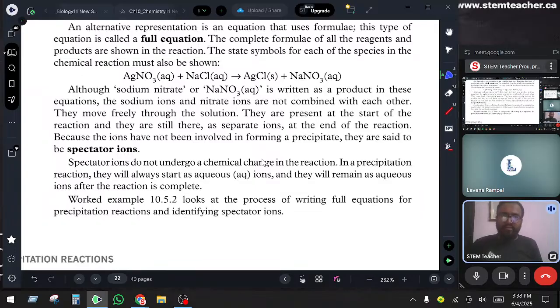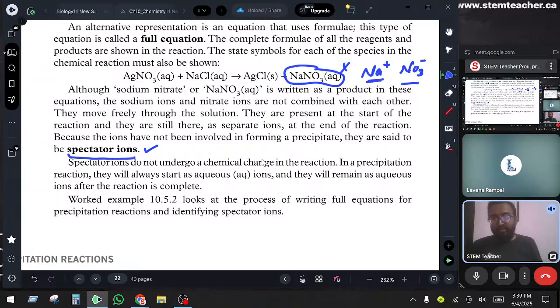Although sodium nitrate is written as a product of these equations, the sodium ions and nitrate ions are not combined with each other, even though we have written it. They move freely through the solution, so they are present at the start of the reaction, and they are still there as separate ions at the end of the reaction, because the ions have not been involved in forming the precipitate, so they are said to be spectator ions. तो यहाँ पे ये बनेगा नहीं, ये Na plus और NO3 ऐसे ही अलग रहेगा. Okay, so these are called spectator ions.